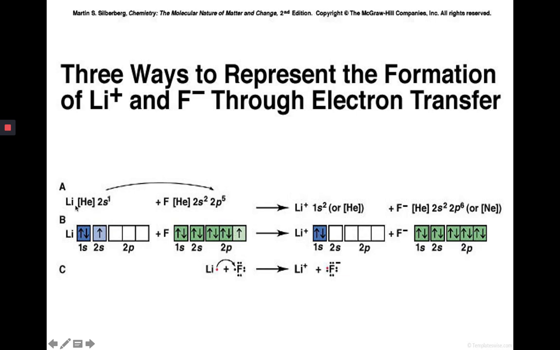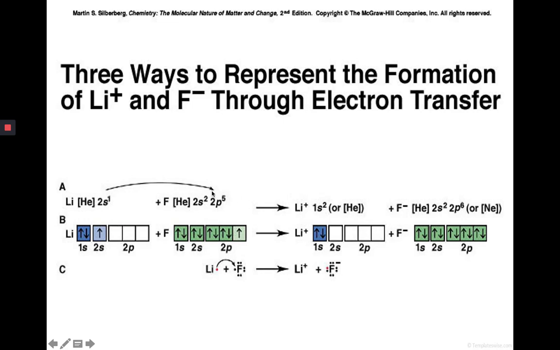So you know very well how this happens for electron configuration. Remember, for lithium, it has the electron configuration of 1s2, 2s1. So if it forms a cation, it loses this one electron such that you are left with 1s2. It's represented here as 1s2, but it has a positive charge.